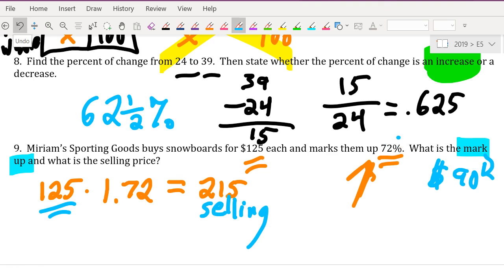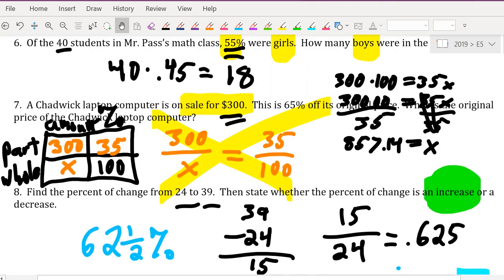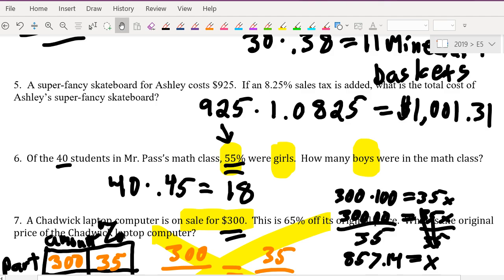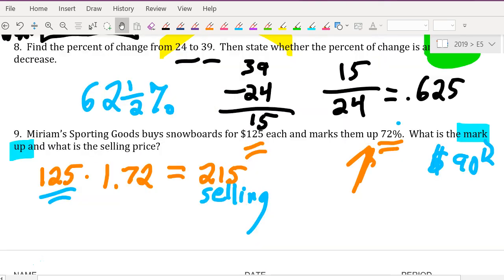If you have a markup or a tax, just like we had on tax up here, remember? We said we added the tax, so it was 1.0825. It's more than a whole. A whole is 1.